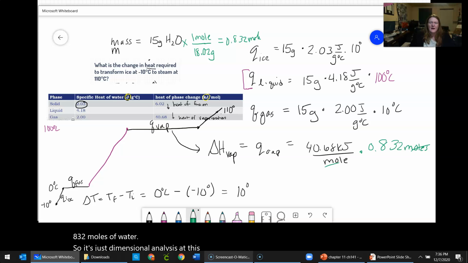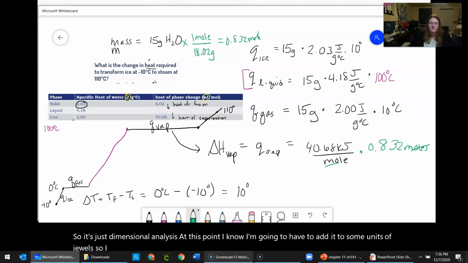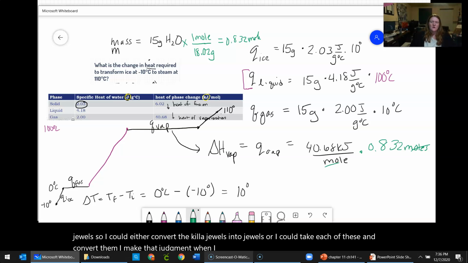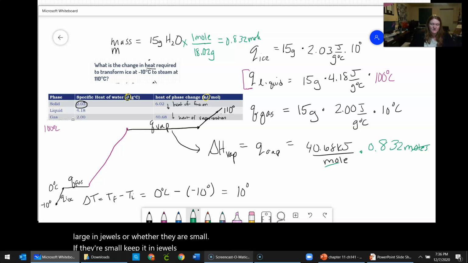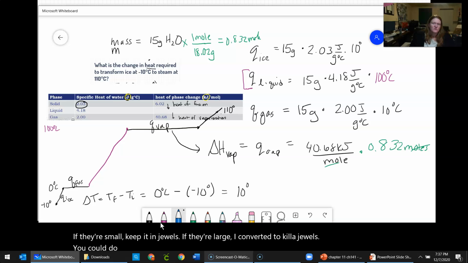I know I'm going to have to add it to some units of joules, so I could either convert the kilojoules into joules, or I could take each of these and convert them. I make that judgment when I see what the answers are and whether they're very large in joules or whether they're small. If they're small, I'll keep it in joules. If they're large, I convert it to kilojoules. You could do that at any phase, though. You just need to do it before you add.